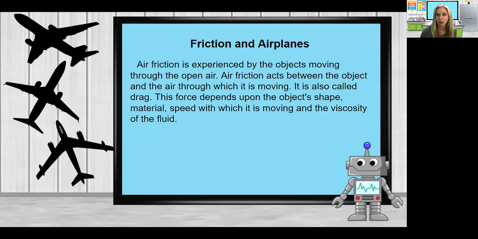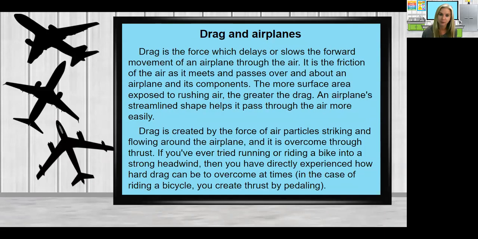So let's talk about friction in airplanes. Air friction is experienced by objects moving through the open air. Air friction acts between the objects and the air through which it is moving. It is also called drag. This force depends upon the object's shape, material, speed with which it is moving, and the viscosity of the fluid. So if you remember, air is made up of all these tiny little particles, little molecules of elements like hydrogen and helium and oxygen and carbon. And so that's matter, and they are taking up space. And those little atoms are causing a type of friction over the surface of the airplane.